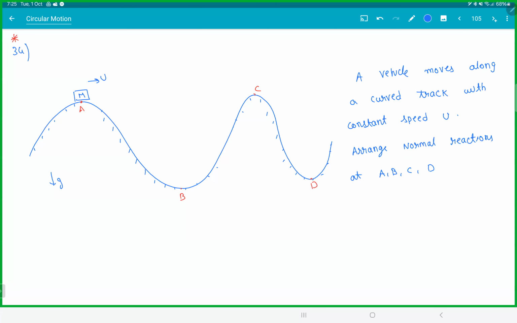Question will be like this only, they won't give any more data. It is going along with constant speed. Speed is same everywhere. Arrange the normal reactions at A, B, C, D. Right, take a minute or 1.5 minutes and figure it out. We have 2 answers.